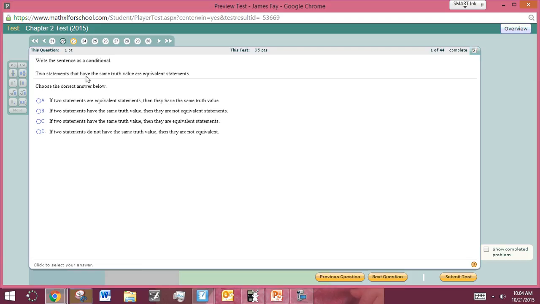Two statements that have the same truth value are equivalent statements. Okay, write that as a conditional. So if two statements have the same truth value, then they are equivalent statements. So we're looking for option C here.